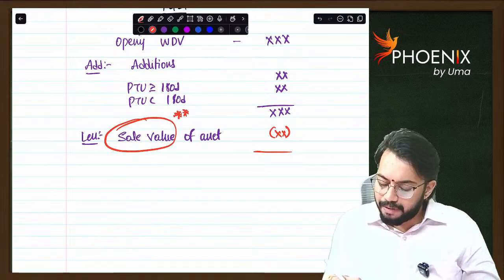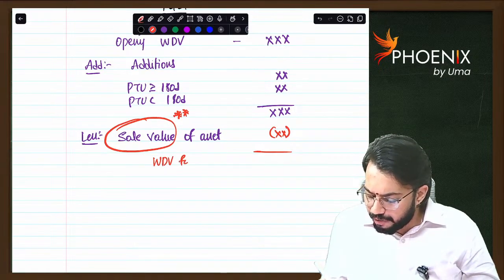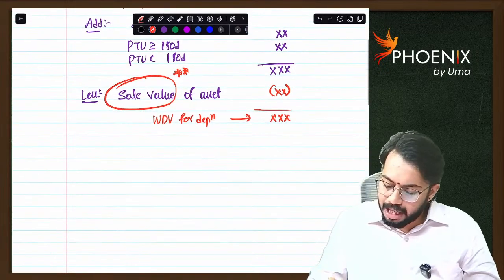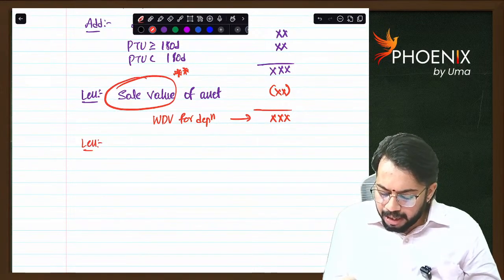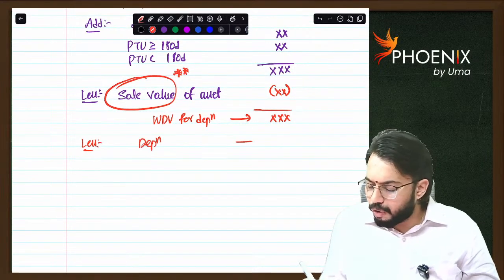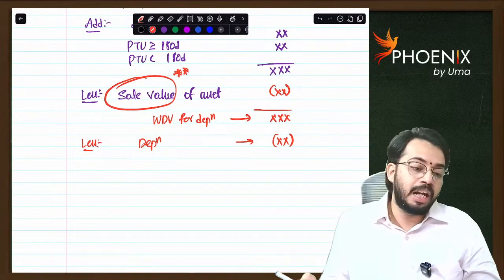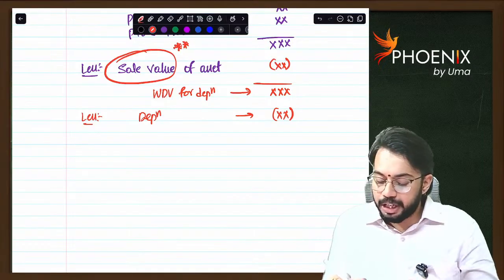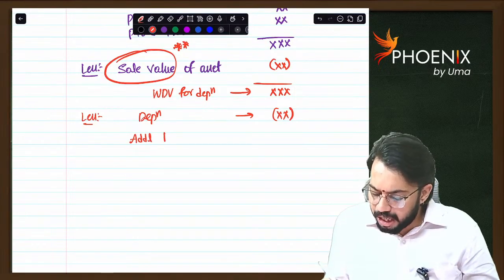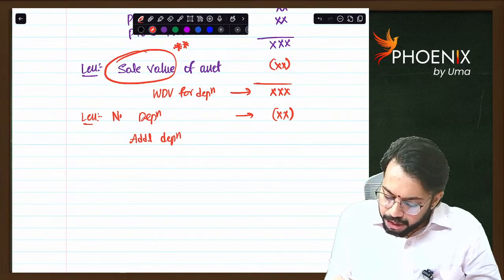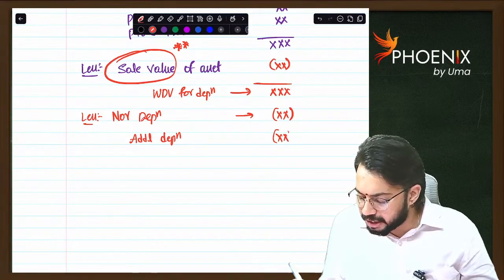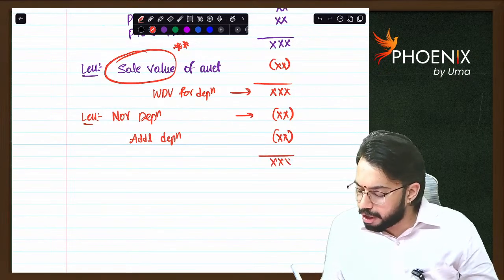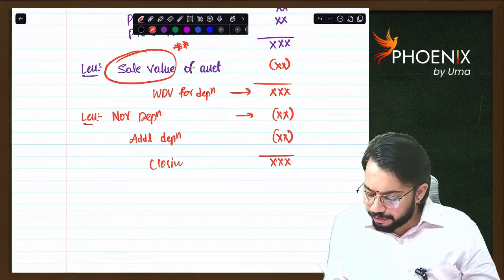After reducing sale value, you are going to arrive at written down value for depreciation. On that written down value for depreciation, you are going to calculate depreciation. First you will reduce depreciation, then you will also reduce additional depreciation, normal depreciation as well as additional depreciation. After reducing both, you are going to arrive at closing written down value of the block.